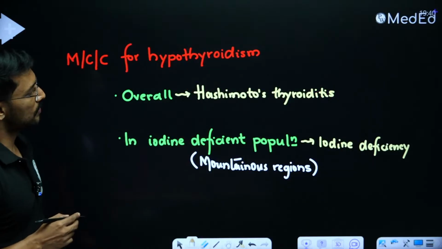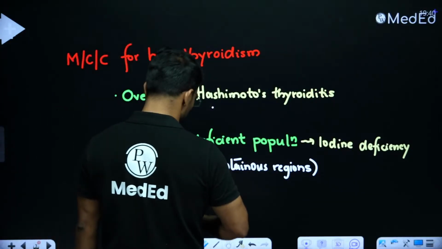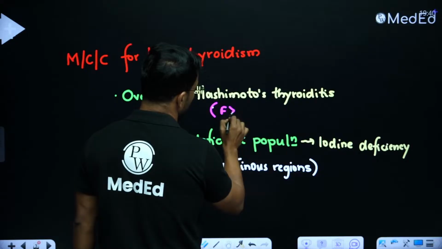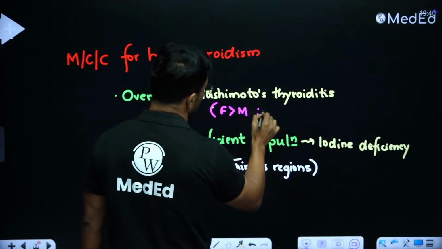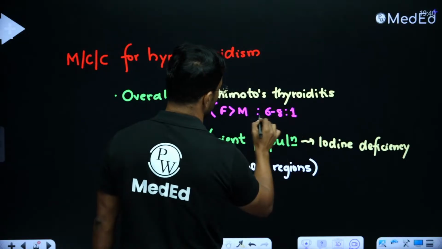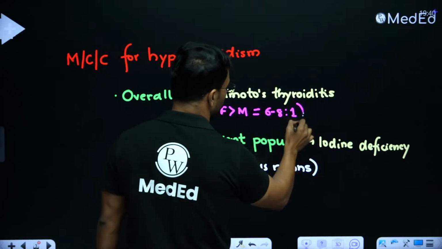The most common cause is Hashimoto's thyroiditis, right? Hashimoto's thyroiditis, we have to remember a few extra points. This is more common in females than males, with a ratio of 6 to 8 is to 1.